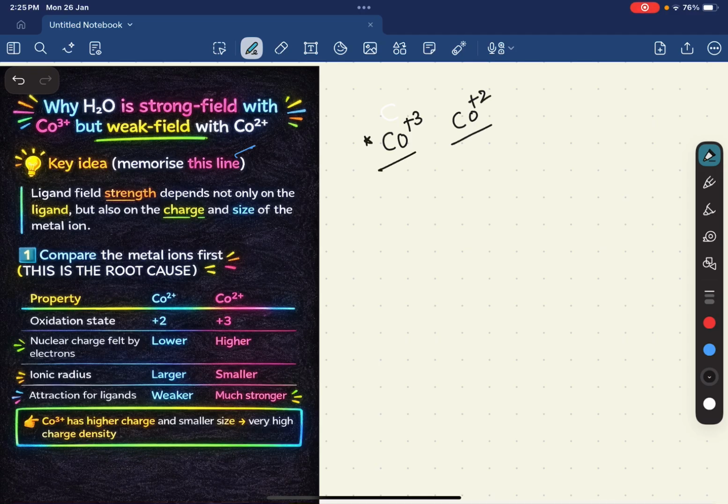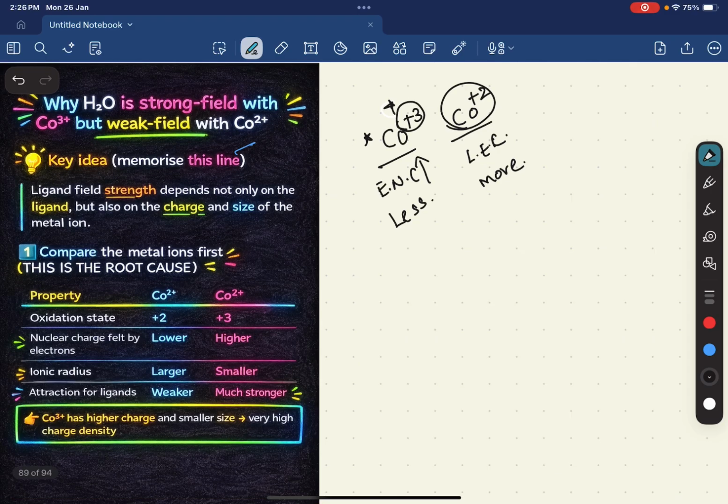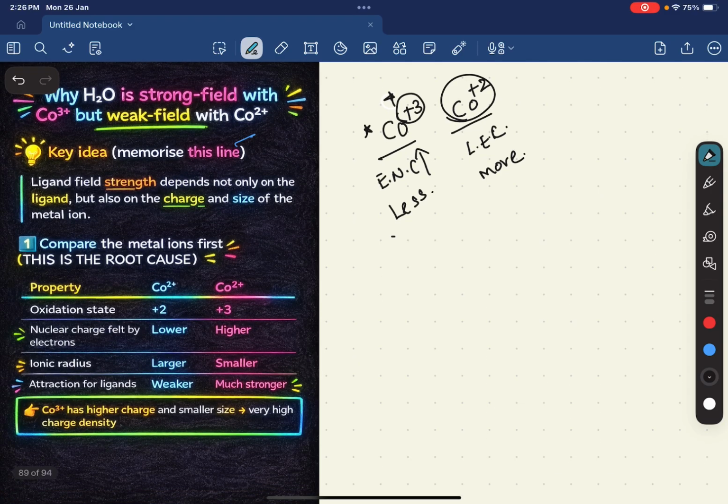So Co3+, having higher charge, means effective nuclear charge is more. Co2+ means less effective nuclear charge, and ionic radius will be more for this because of a lower proton ratio with respect to electrons, but here the electron number is less because of high charge. The size will be less, meaning the protons strongly pull fewer electrons.